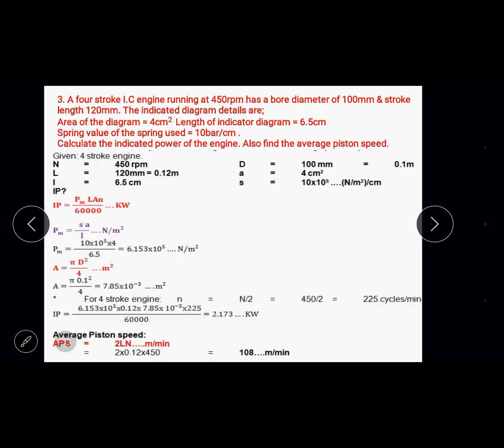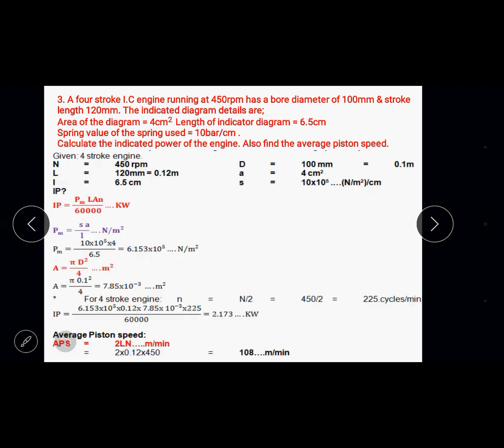Deactivate your audio. Read this statement of problem number 3. A 4-stroke AC engine running at 450 rpm has a bore diameter of 100 mm and length of 120 mm. The indicated diagram details are: area of the diagram 4 cm square, length of indicated diagram 6.5 cm, and the spring value of the spring used is 10 bar per centimeter.